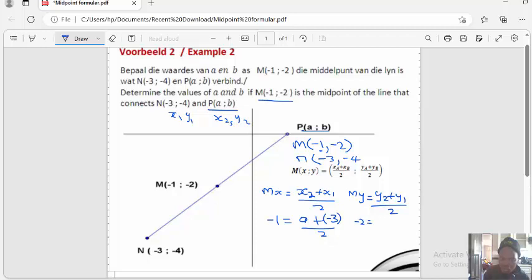-2 is equals to, my y2 is b according to this. It's b. So b, my y1 is -4. Instead of putting it in brackets, I'll just write it as a -4. Right? So the b is not 6, it's b. This is all over 2 as well.